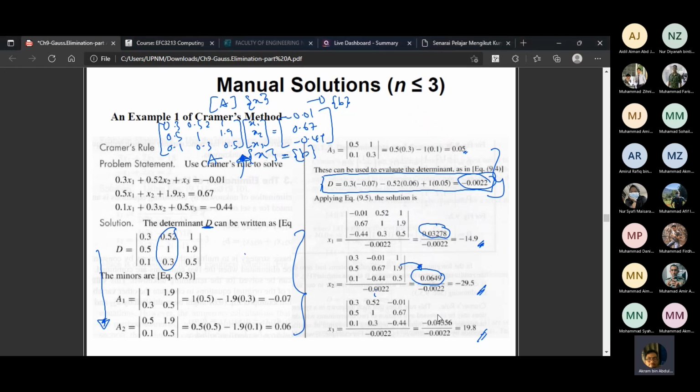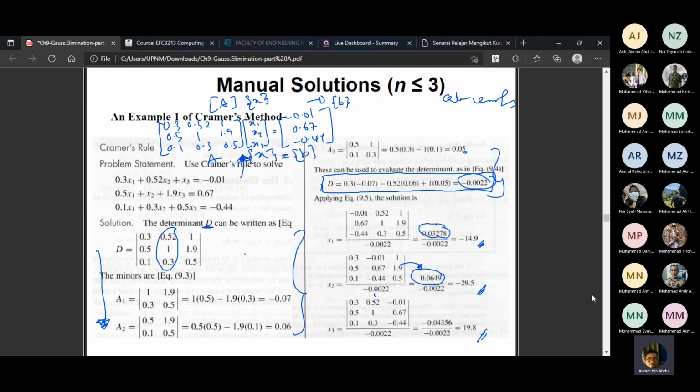Even though I know you can use calculator to find the determinant value, but you need to know how to do this manually, and you can use the calculator to verify. So you can use the calculator to verify your answer, either your determinant calculation is correct or not. So macam mana dia buat?